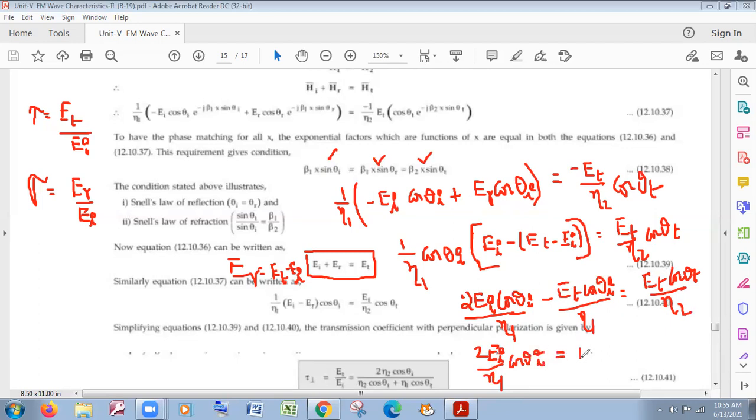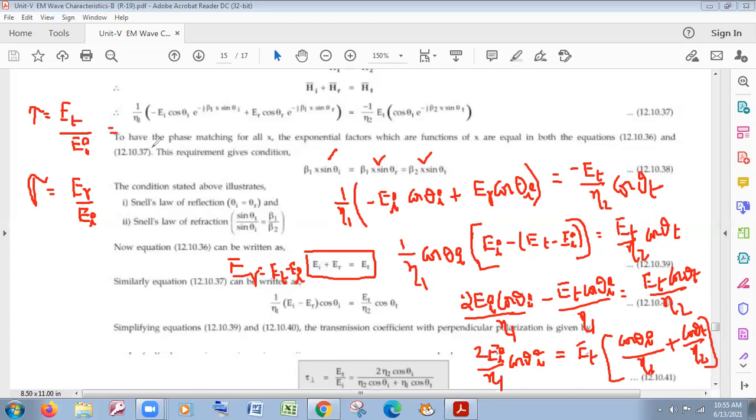In this the ET is common. Take ET as a common term. And now cos theta I by eta 1 plus cos theta t by eta 2. Take the LCM. Now I am writing here.